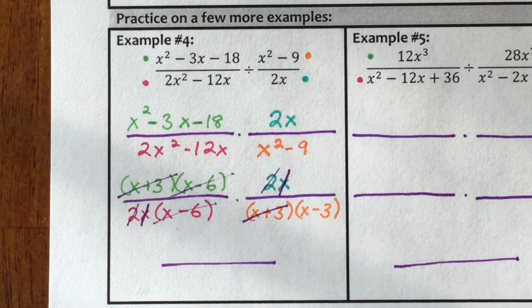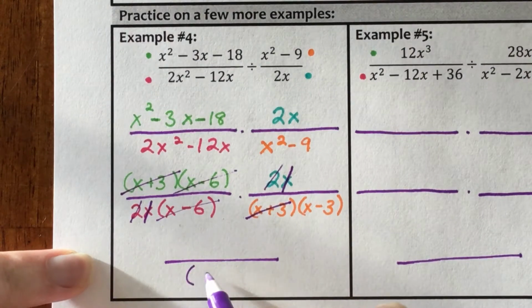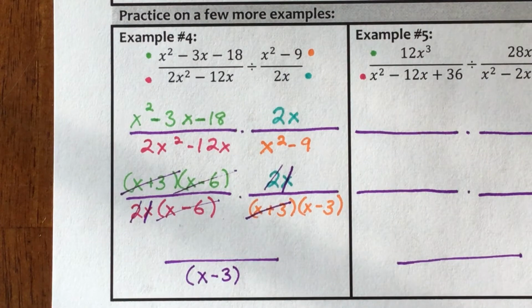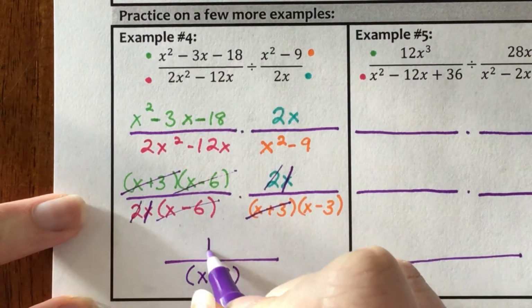Note that its location is in the denominator, so let's write that on the bottom over here, x minus 3. And if there is nothing left over in the numerator, everything has crossed out, we put a 1 as a placeholder.